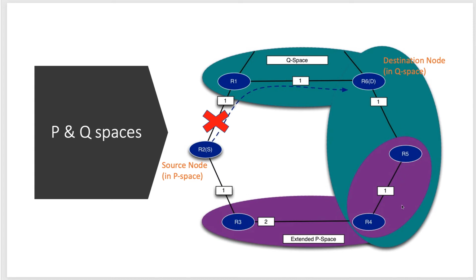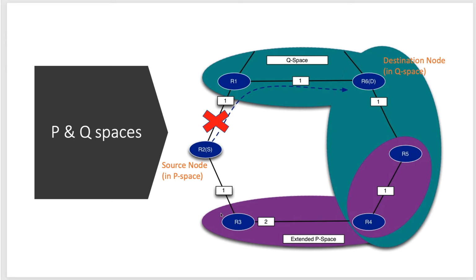On the other hand, we have also marked routers 4 and 5 with the purple color, denoting our extended P space. There are nodes in the topology that can act both as a P node and as a Q node. A router that is in both the extended P space and the Q space is called a PQ node. Any PQ node can be a remote LFA candidate, that is, a candidate router to which R2 can send packets.